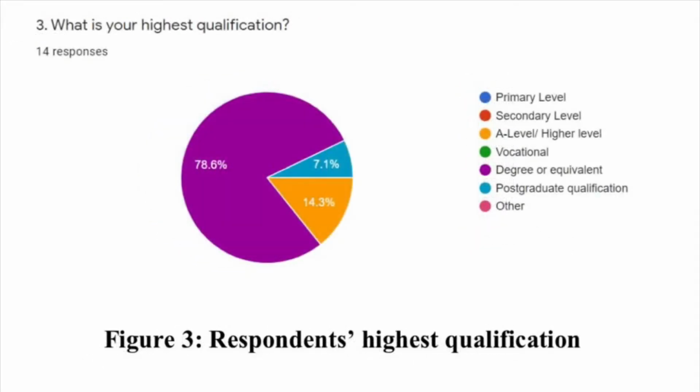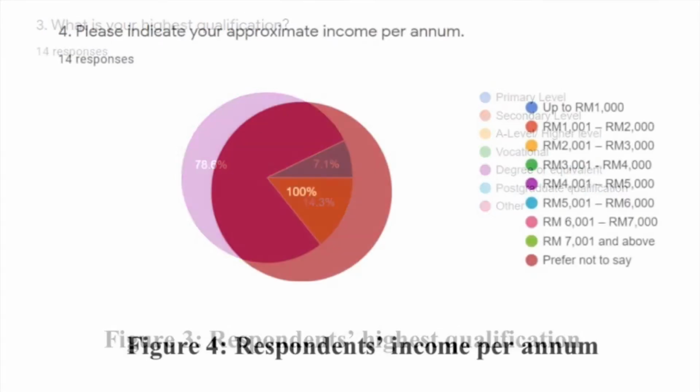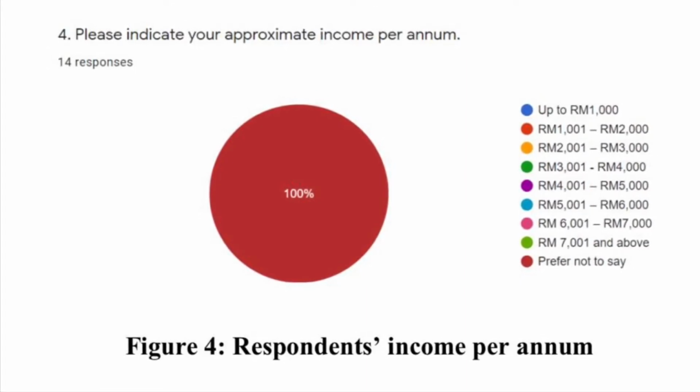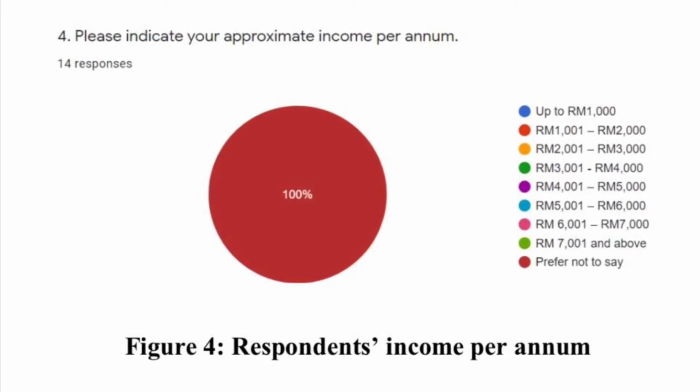Based on Figure 3, about 78.6% of the respondents had the highest qualification in degree or equivalent, followed by A level or higher level and primary level. This shows that they were not only focusing on academics, but they were also concerned about taking action on climate change. According to Figure 4, respondents mostly prefer not to say about their income because of their privacy.